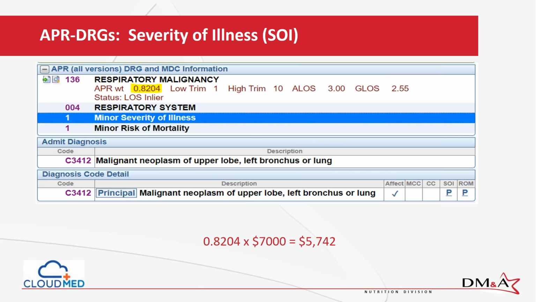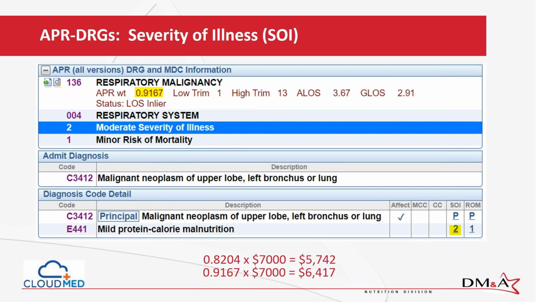And again, all these cases will stay in 136 because we're keeping that principal diagnosis the same, but we're going to be adding diagnoses that can improve the severity of illness, because that's how these DRGs improve. So in this case, we'll keep the blended rate the same, $7,000. And again, APRs have a relative weight, in this case 0.8204, and that times a blended rate of 7,000 would be $7,542 in reimbursement would be expected for this inpatient encounter, reimbursed under APR DRGs.